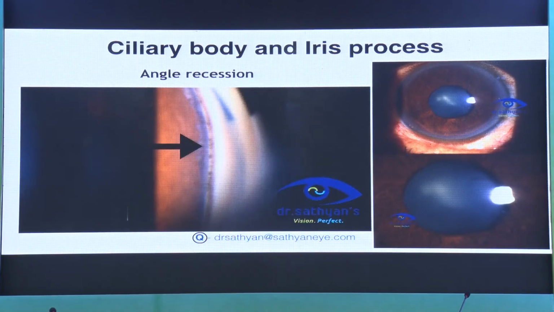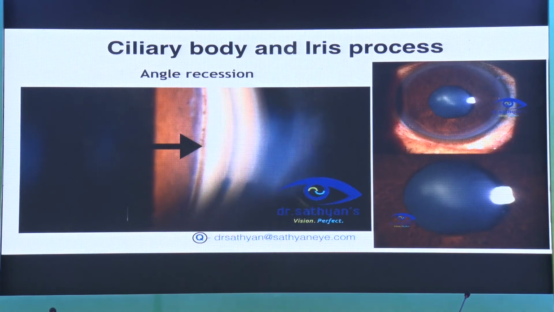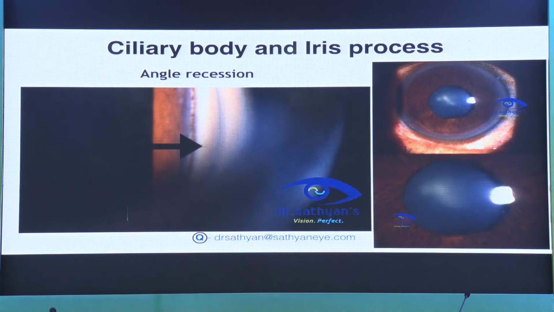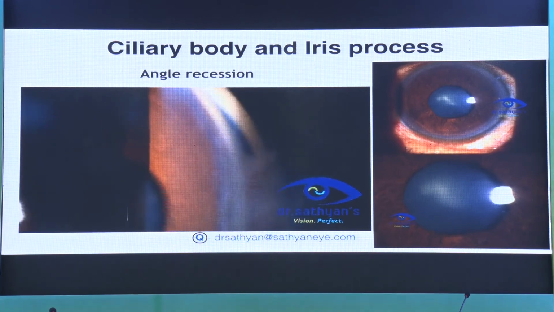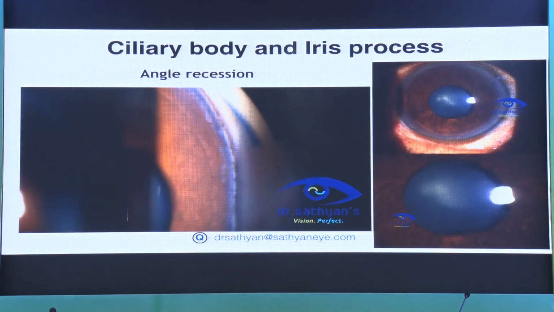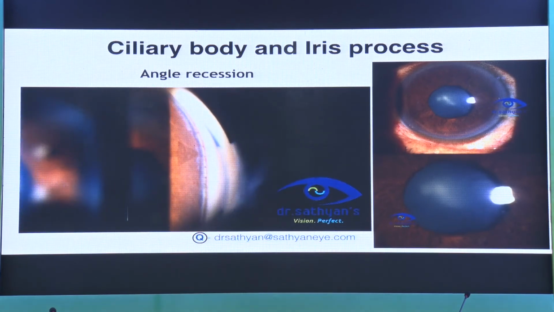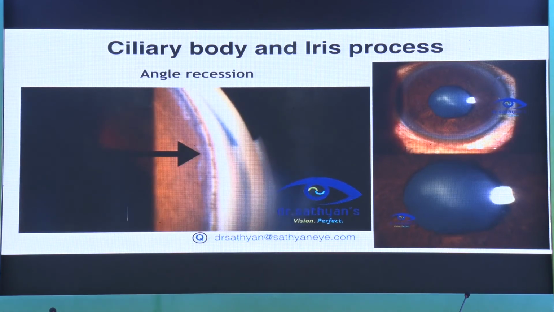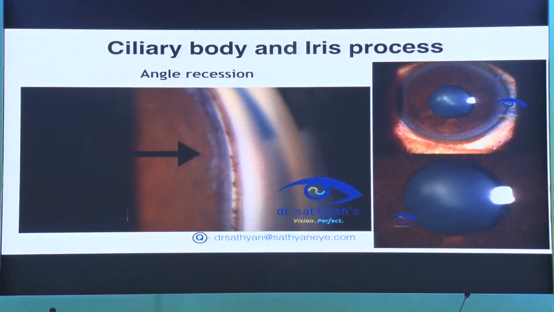Once you see this angle recession, obviously if the area of angle recession is larger, then the possibility of the patient developing secondary glaucoma is high. If that is very small, then possibly you can still watch. But when you have a traumatic angle recession like this, you still have to watch the patient for the next 10 years or so. The patient can develop angle recession glaucoma. It takes really a lot of time for the patient to develop it.